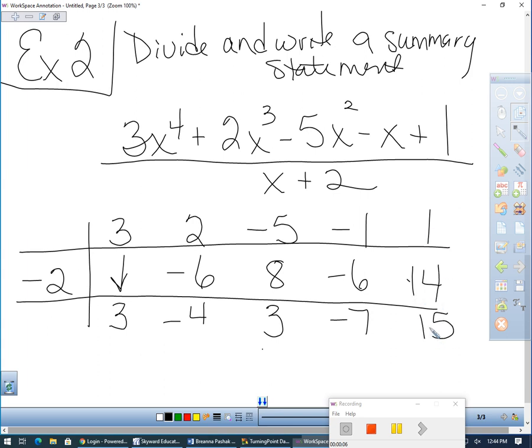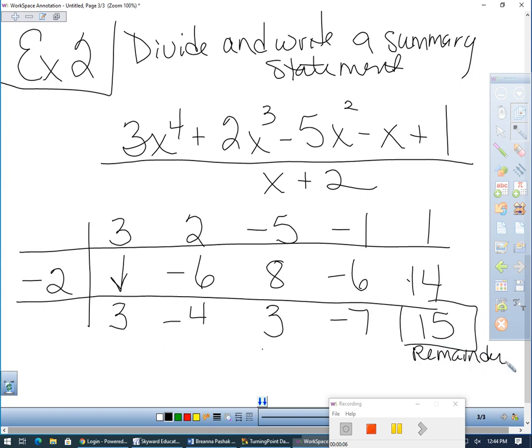All right? So every process: bring the first one down. Multiply, it goes here. We add. Multiply, it goes here. We add. Multiply, it goes there. We add. Multiply, and we add. Right? This last one is our remainder. Whatever's in this last box is the remainder.